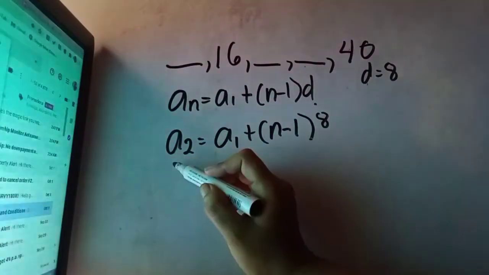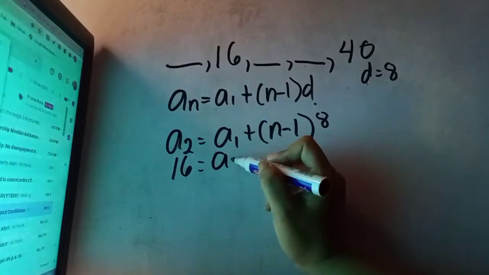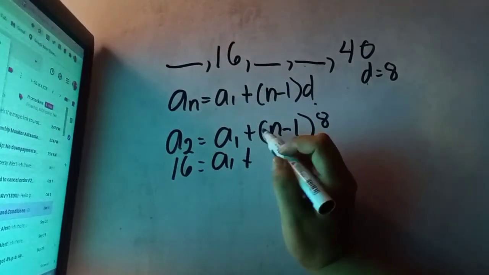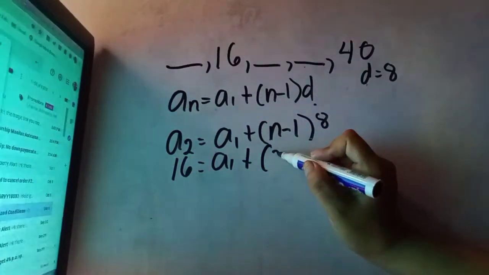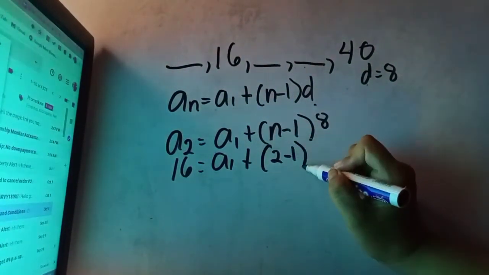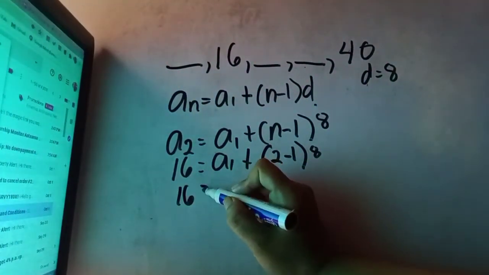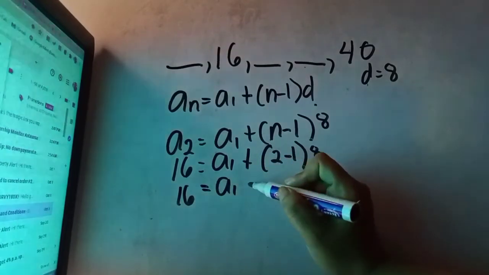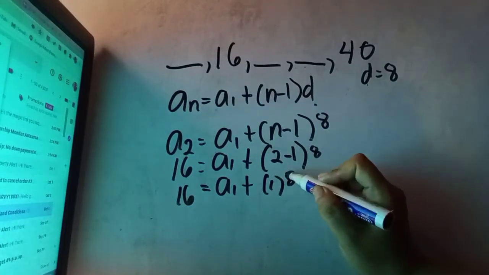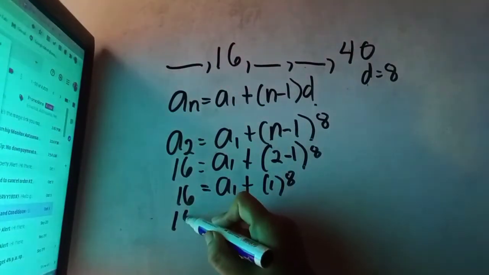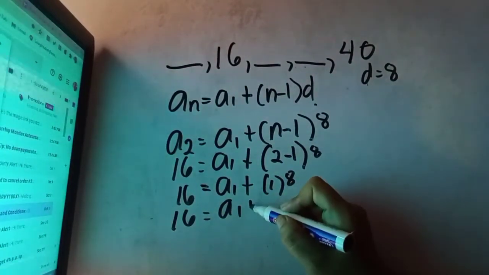So, A sub 2 natin ay 16. Ang ating A sub 1 is unknown. Plus, ang ating N, dahil nga pangalawang term ang ating binasihan, so 2. So, magiging 2 minus 1, and then, multiplied by 8. So, 16 is equal to A sub 1 plus 2 minus 1 ay 1, 8. So, 16 is equal to A sub 1 plus 8.